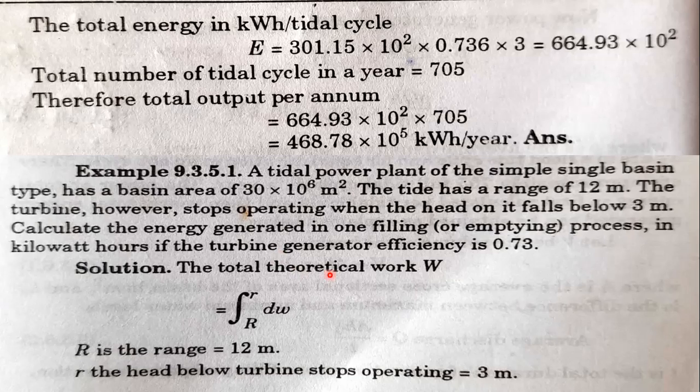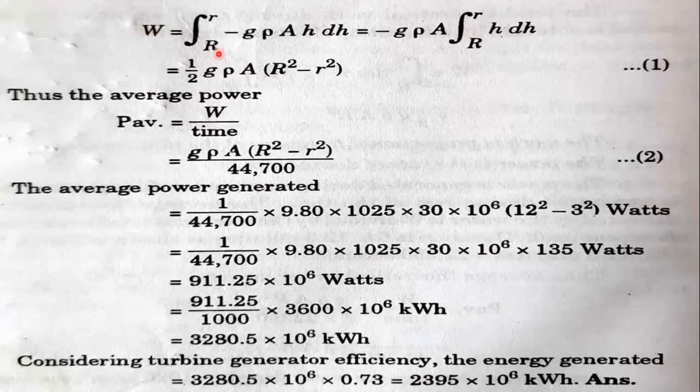First, for theoretical work, we know that W is equal to the integral over the range, maximum level 12 and minimum level 3. If you integrate the work energy done, we will get the answer. R is equal to the maximum to minimum range of work done, that is minus g rho A H dH. We can write this as minus g rho A. It is a constant term, so I am keeping that forward of the integration, and the remaining H dH I am integrating.